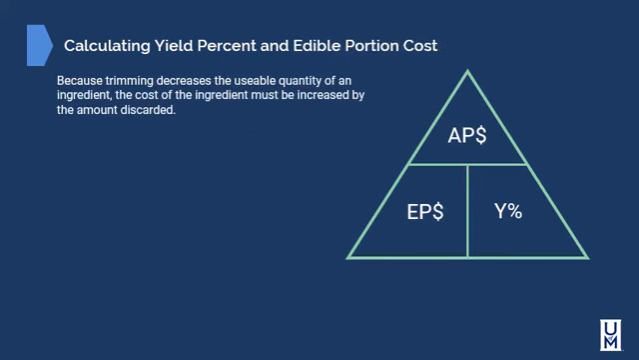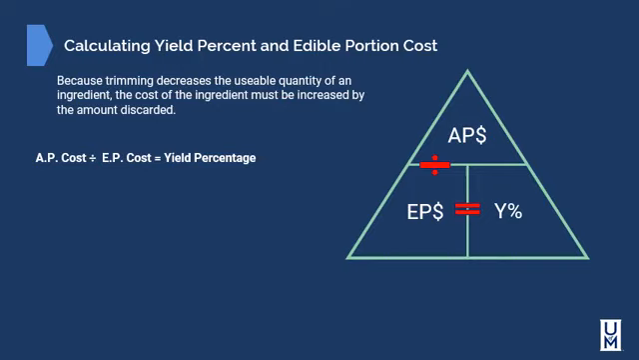I can do the exact same thing with this that I did with the preceding triangle. This is measuring cost, but you'll notice that one difference is that the EP and the AP are reversed. The AP is now on top and the EP is on the bottom. This is a key distinction for this particular triangle. Because trimming decreases the usable quantity of an ingredient, the cost of the ingredient must be increased by the amount discarded.